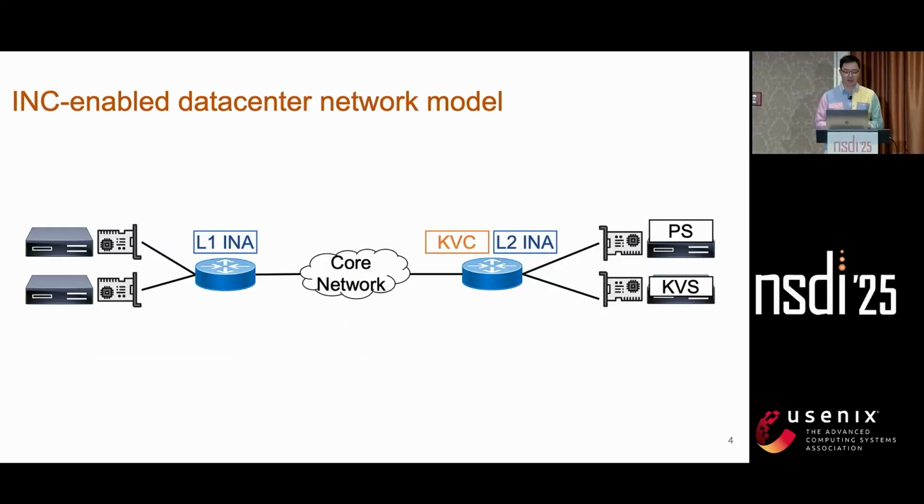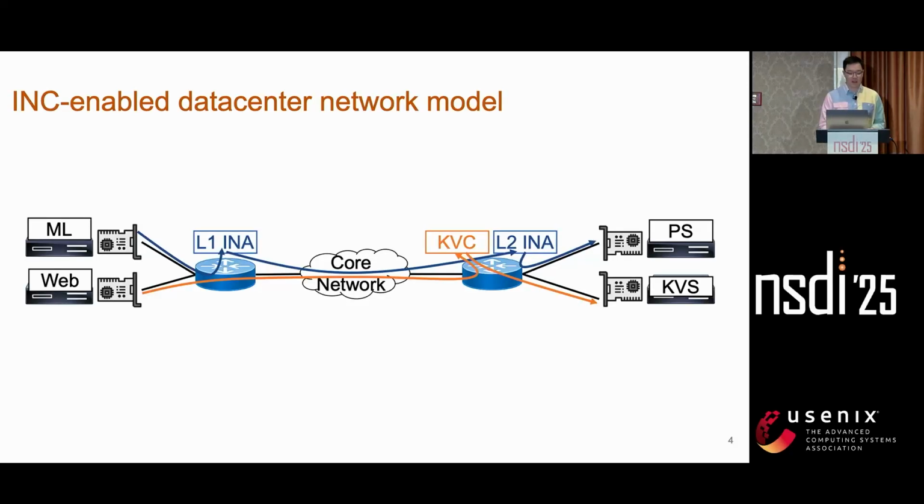This is an example of how we envision such a network will look like. There are two coexisting INC use cases, a key-value store, which offloads a cache, and the parameter server for all-reduce, which offloads two layers of in-network aggregation, or INA. To use the INA offloads, the ML worker's data should first pass through the L1 INA at the near-ToR switch and the L2 INA at the far-ToR switch.